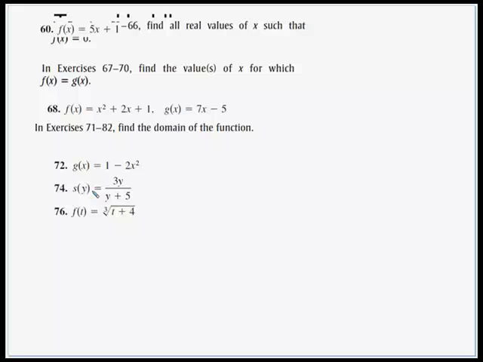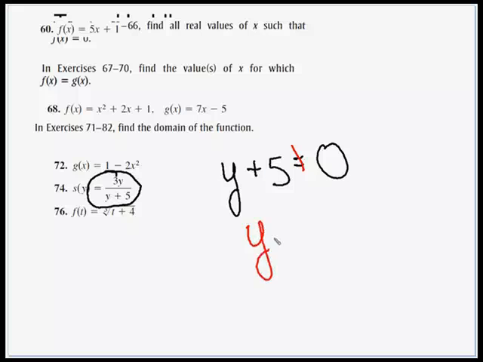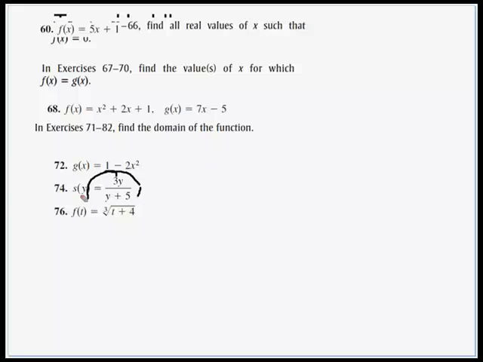For 74, s of y equals 3y over y plus 5, we got this quotient, a fraction. We're only ever worried about dividing by 0. So we want to take just the denominator, y plus 5, and say we do not want that to ever equal 0. So y plus 5 does not equal 0. Subtract 5 from each side. y does not equal negative 5. Any other number is fine. Negative 5.1, negative 4.999 are fine. This is the one naughty number that will give us a divide by 0. And we don't want to divide by 0.